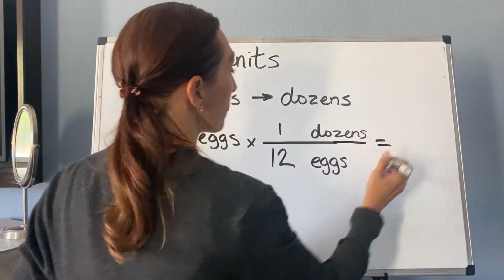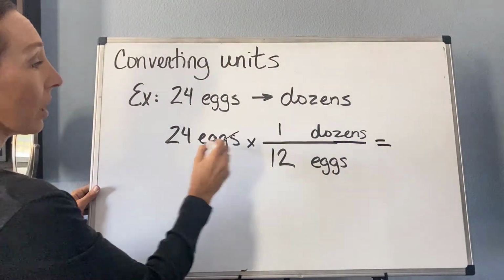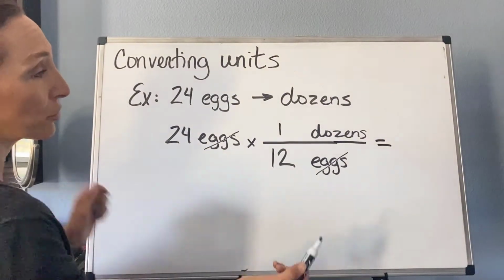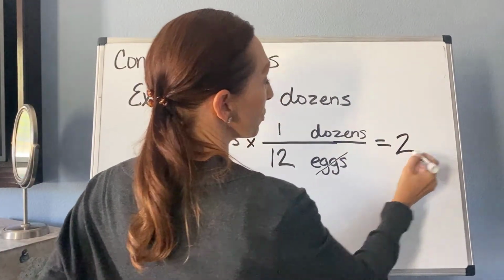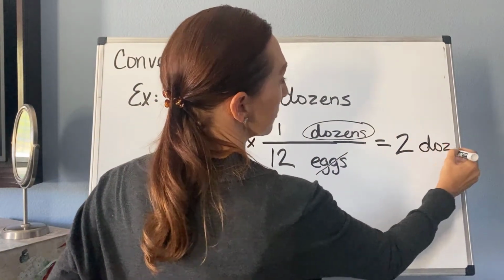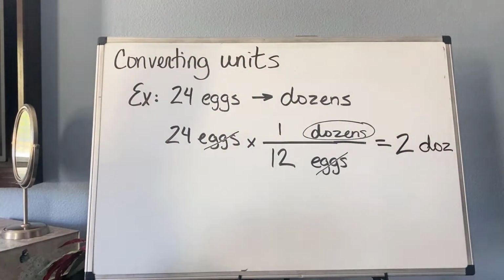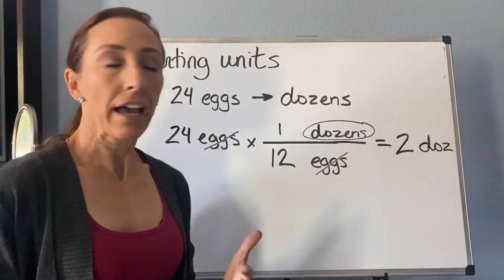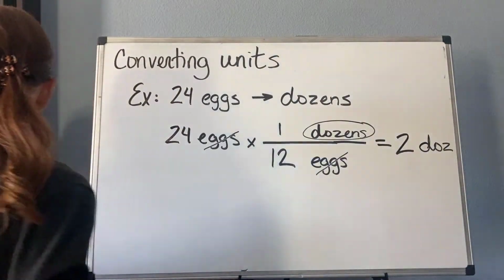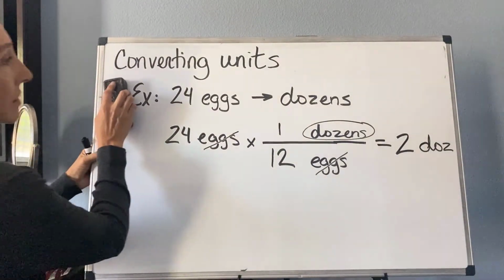So that's the factor that I'm multiplying it by. And so when I do that math, I get to cross off my eggs, and I do 24 divided by 12, and that equals 2, and my unit left over is dozens. I'm going to put D-O-Z to make it easy for me. And so we've gotten the same answer we got in our head, but we did it in a more methodical way. So let's apply this to something that you might do in the class.